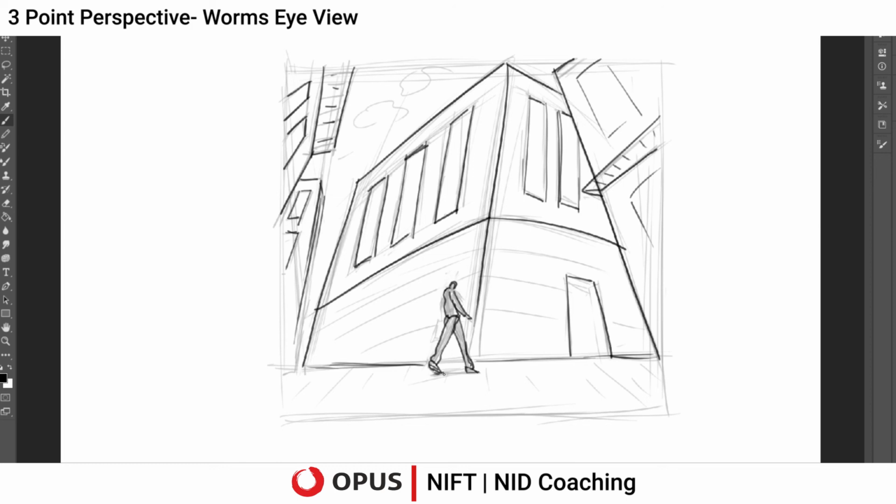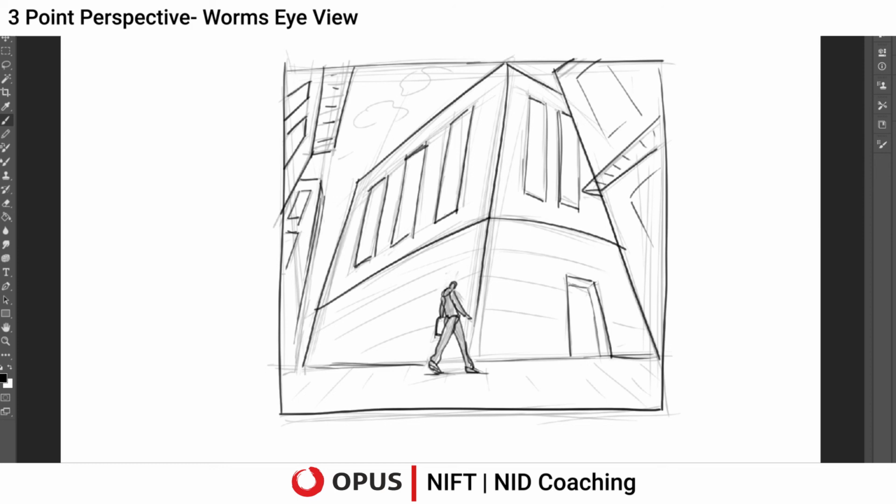And if you just add the shade below the ground, it re-emphasizes that feel, and you can add certain details here. So that is how you compose and create that feel of a scene being seen from a very low angle, that is the worm's eye view, and you use 3-point perspective techniques to create a viewpoint like this.